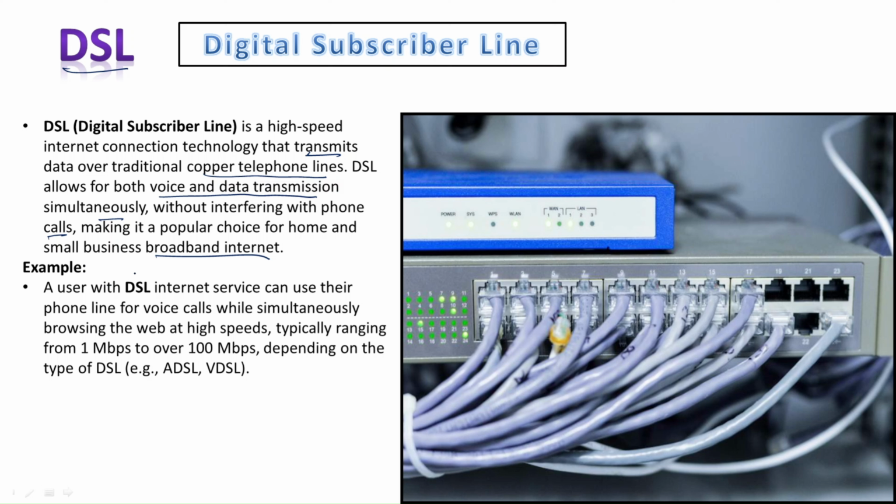For example, a user with DSL internet service can use their phone line for voice calls while simultaneously browsing the web at high speeds, typically ranging from 1 Mbps to over 100 Mbps depending on the type of DSL, for example, ADSL or VDSL.